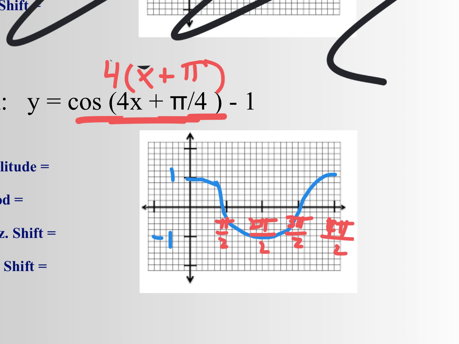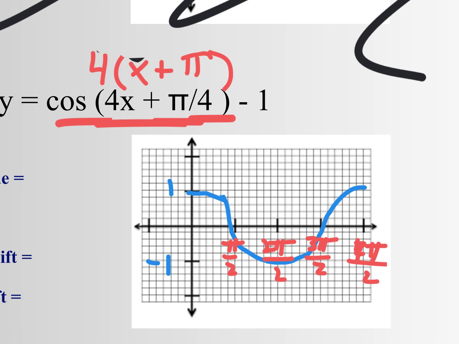Well, give you a hint. I better put it over something. So that, yeah, that's 16. There it is. Nice. Because now this one multiplied back out would be 4x, and that would be 4 pi over 16, which reduces to pi over 4. Cool. And then I have a minus 1 at the end. You're just going to move the whole thing down 1. I think you all know that.